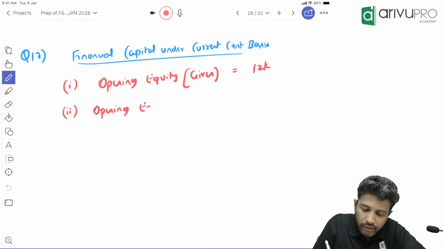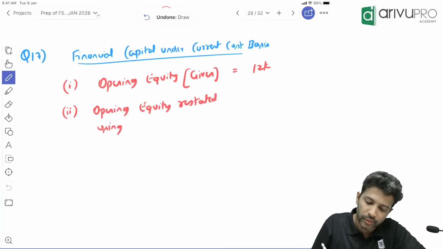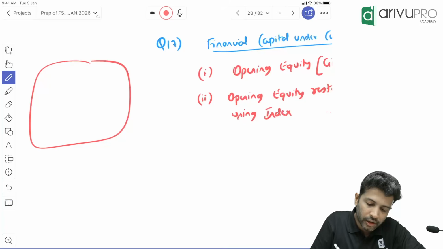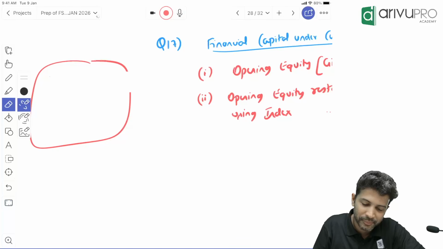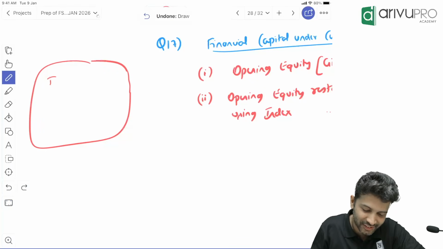Opening equity restated, using what did we use here? We are using the index, no? Using the index, we will write. What is that? Very simple. Sir, 12,000 was your capital. Today we purposely invited them, so it's okay. It's not their mistake. It's our mistake only.